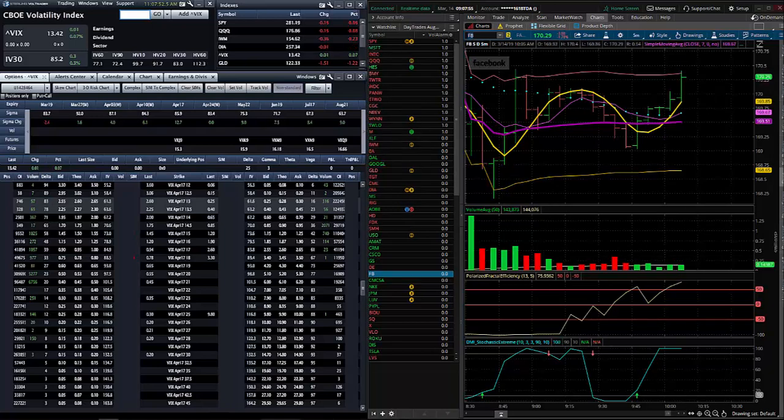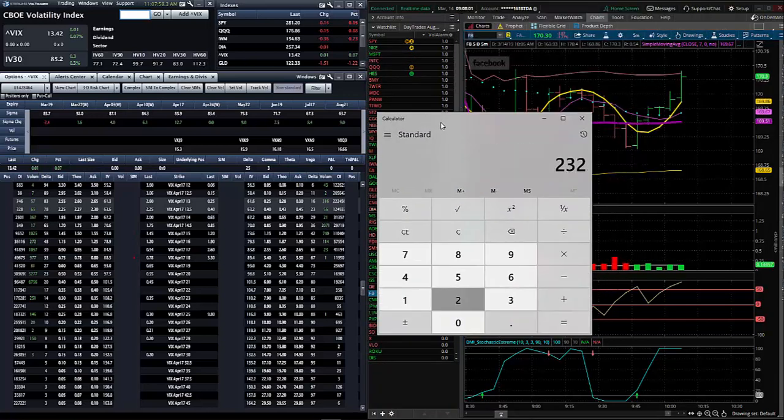Let me bring in a calculator here so we can do that math. If we have a $232 underlying and a 40% implied volatility, that's saying that 68% of the time, one standard deviation, we are going to be plus or minus $92.80 away from that original price of $232. So 232 minus 92.8, 68% of the time we are going to be above 139, and 232 plus 92.8, we will be below 324.